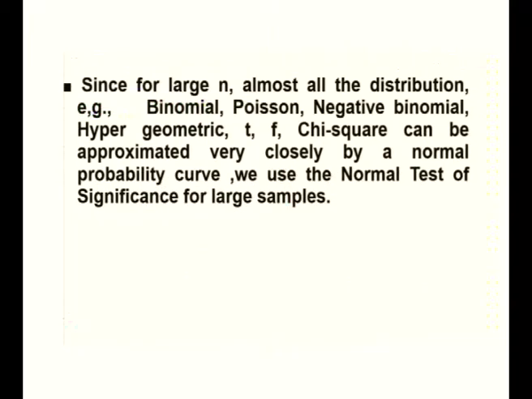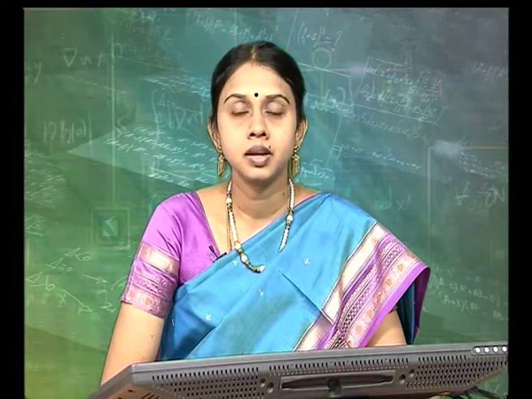Since for large n, almost all the distributions, for example binomial, Poisson, negative binomial, hypergeometric, chi-square, t, F can be approximated very closely by a normal distribution, and we use the normal test of significance for large samples. Hence, all the tests will be converted to standard normal variable by the formula Z is equal to T minus E of t divided by standard error of t. This we have discussed in the previous sessions regarding the sampling distribution.